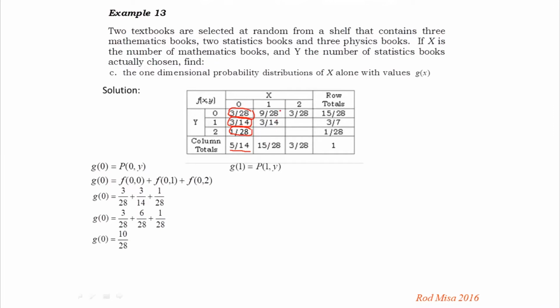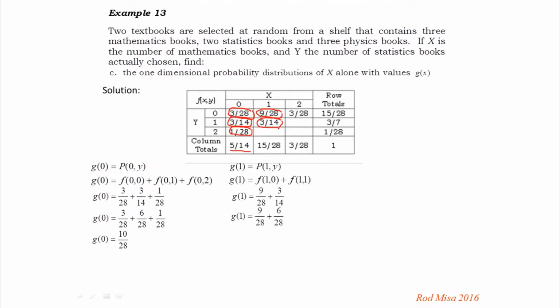And we have here when our x is 1 and our y is 0. Also, when our x is 1 but our y is 1. So, enumerating all of these probability values, we have f of 1, 0 plus f of 1, 1. And the probability values are 9 over 28 and 3 over 14.